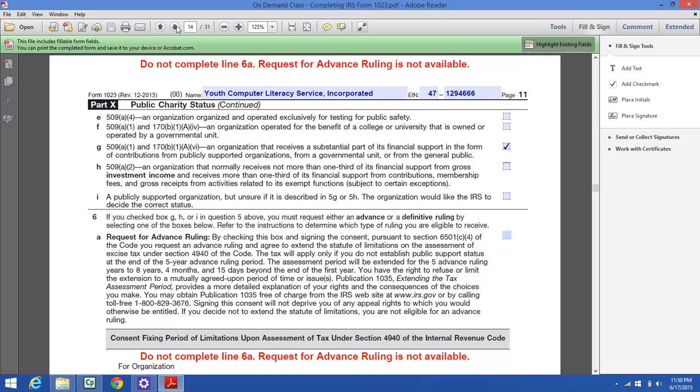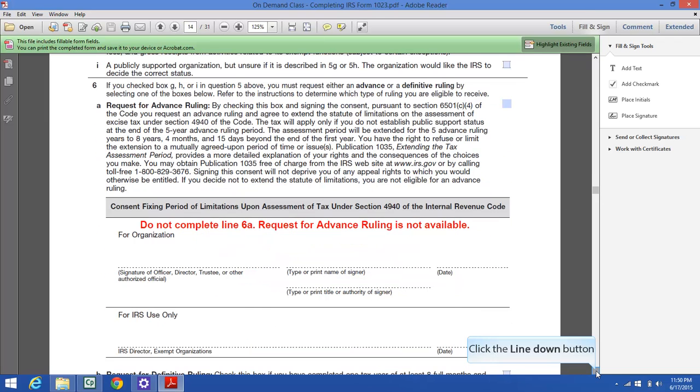Now, as you can see with the red instructions here, it says do not complete line 6A because request for advance ruling is not available. So you can omit this entire section here. Section 6A, just omit that section, ignore it.